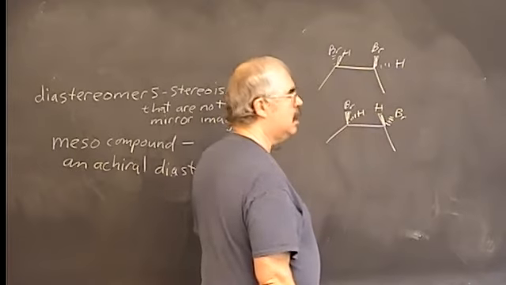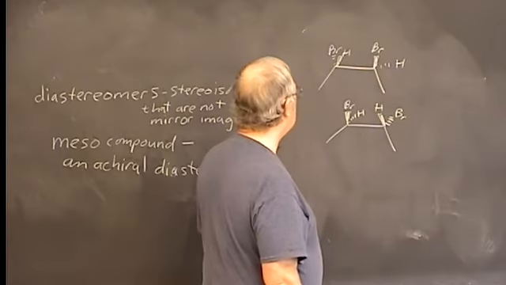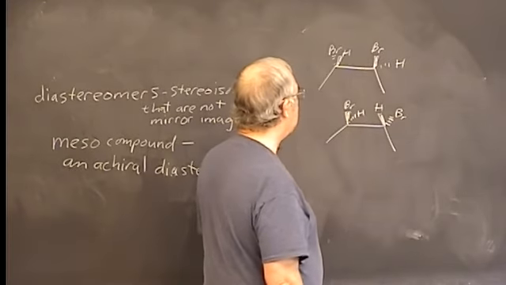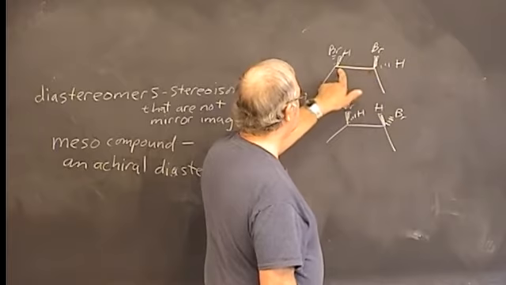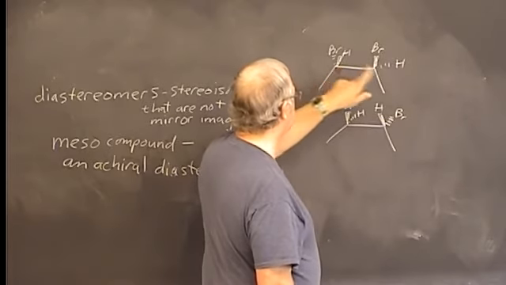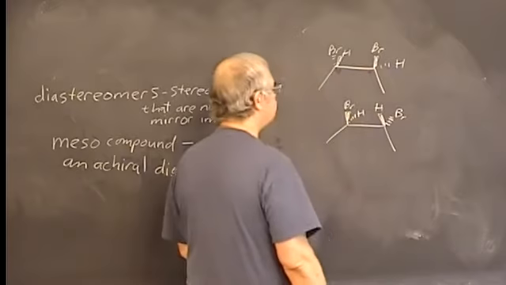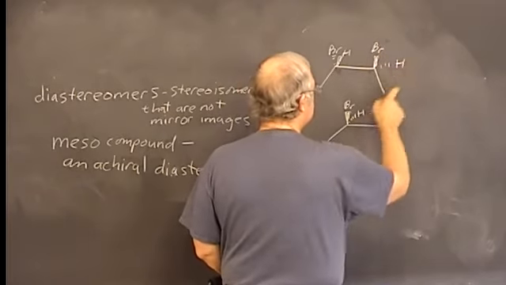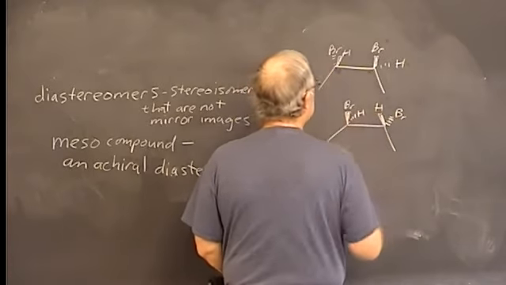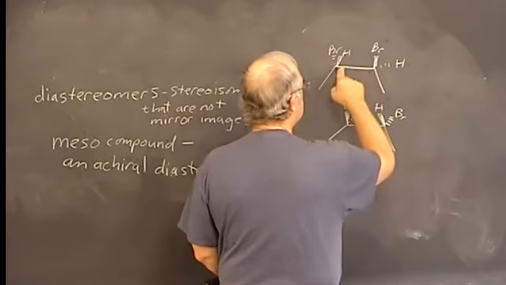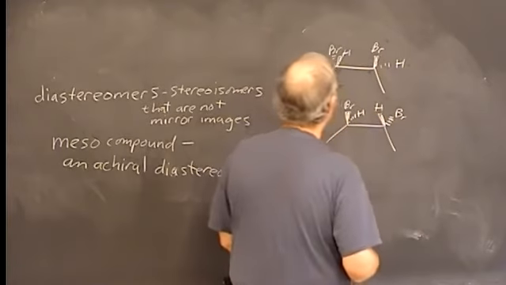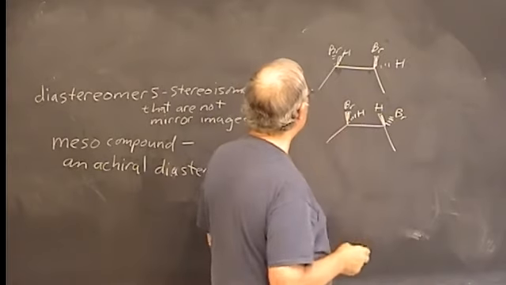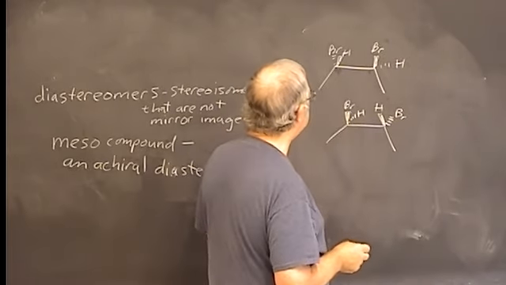Okay, so to specify which one is which using the RNS system, we have to do each chirality center independently. We've got 2 chirality centers here, 4 different groups. Bromine is 1, hydrogen is 2, methyl is 3, and then this bromoethyl is 4. Same with this one. You have 4 different groups attached. Okay, so we have to take these one at a time.